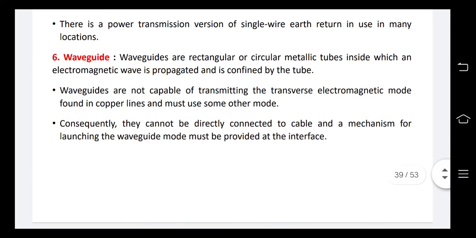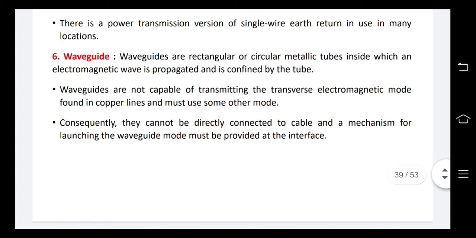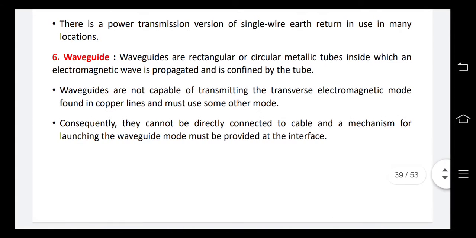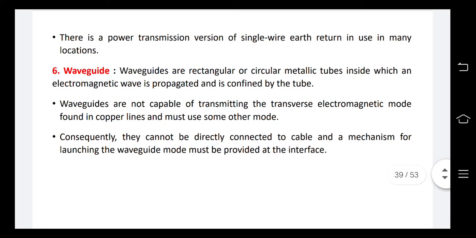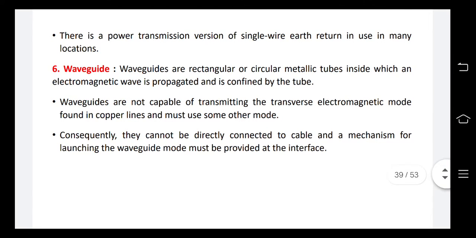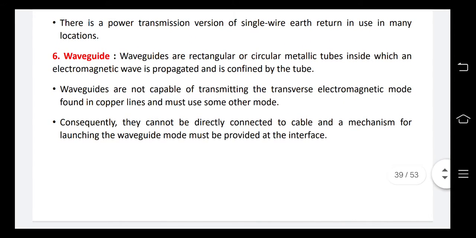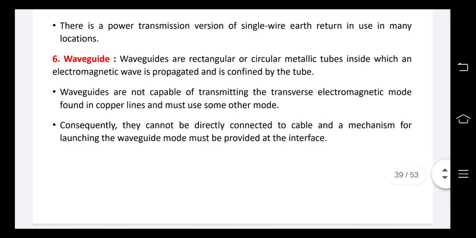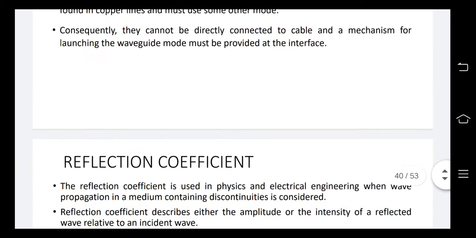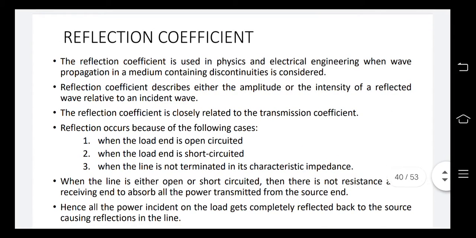Waveguides. Waveguides are rectangular or circular metallic tubes inside which an electromagnetic wave is propagated and confined by the tube. Waveguides are not capable of transmitting the transverse electromagnetic mode found in copper lines, and must use some other mode. Consequently, they cannot be directly connected to a cable, and a mechanism for launching the waveguide mode must be provided at the interface.